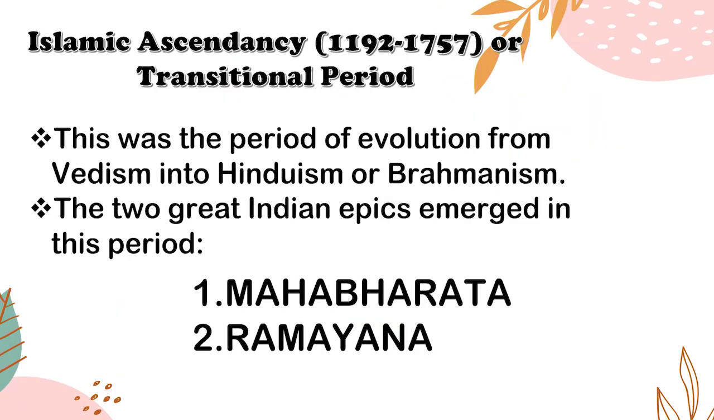The next period is what we call the Islamic Ascendancy or the Transitional Period, and this dates back from the year 1192 up to the year 1757. This was the period of evolution from Vedism into Hinduism or Brahmanism. There are two great Indian epics that emerged in this period. The first one is the Mahabharata, and the second one is the Ramayana.